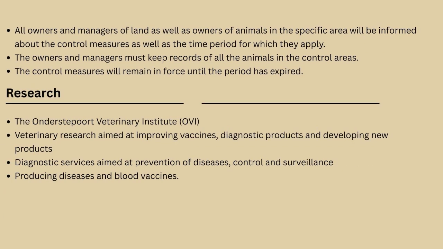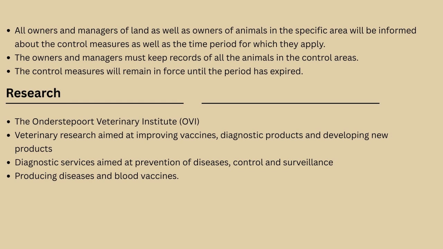All owners and managers of land as well as owners of animals in the specific area will be informed about the control measures as well as the time period for which they apply. The owners and managers must keep records of all the animals in the control areas. The control measures will remain in force until the period has expired.